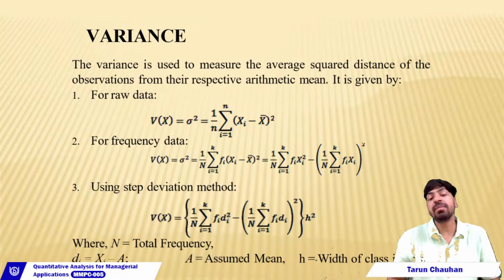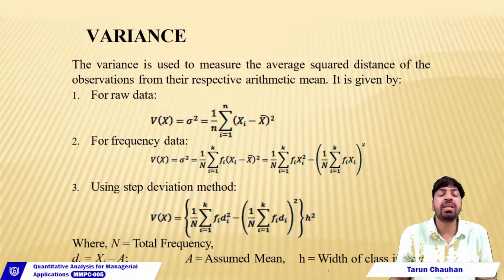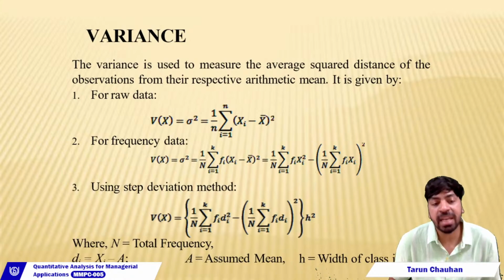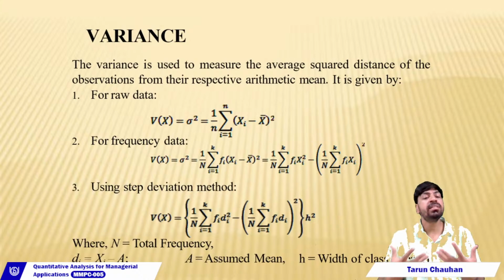But if we use the step deviation method, the only difference is in the formula used. The advanced formula used for the discrete and continuous series will be the same under the step deviation method. The difference is the multiplication by h square, where h is the common difference between the class intervals. If the common difference is 10, then 10 square would be the h square.